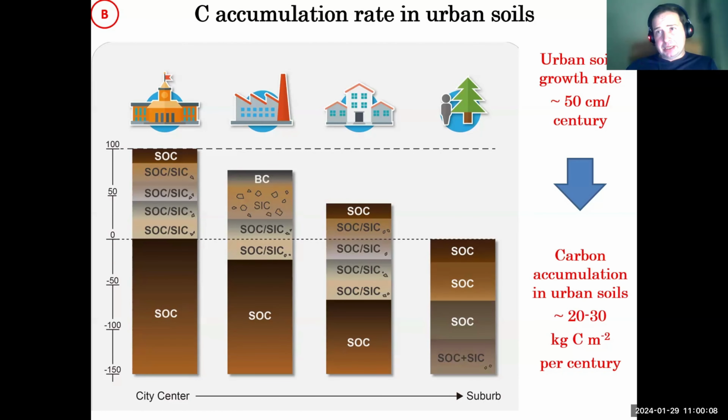Moreover, we estimated how much carbon is stored in those soils, and we tried to model the rate, the speed of this accumulation, and came up with a number showing that more or less 20 to 30 kilograms of carbon per square meter are stored in each meter per century, and that's quite a lot.